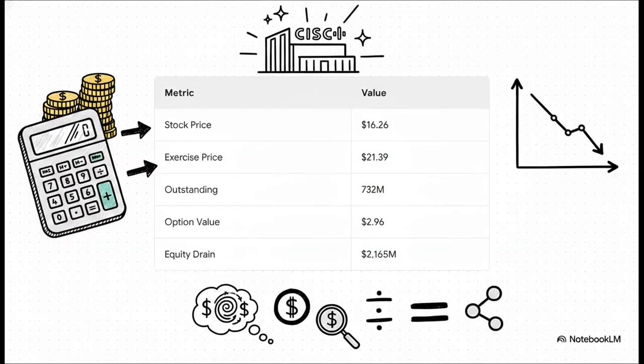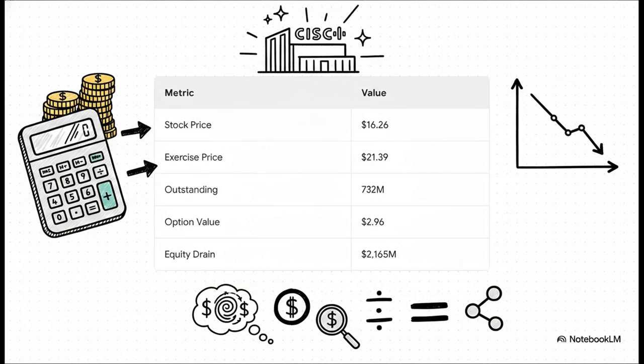Let's put some real numbers to this using a historical example of Cisco Systems. Cisco had a massive 732 million options outstanding at the time. Instead of just lazily adding 732 million shares to their share count, an analyst used the Black-Scholes model to find that each option was actually worth about $2.96. If you multiply that out, you get a total equity drain of $2.16 billion.